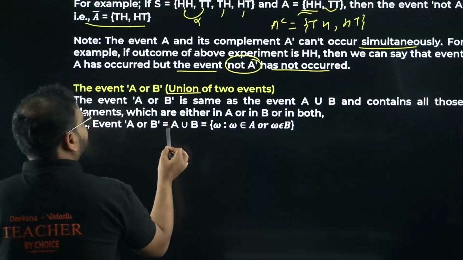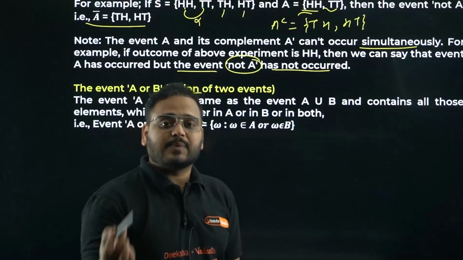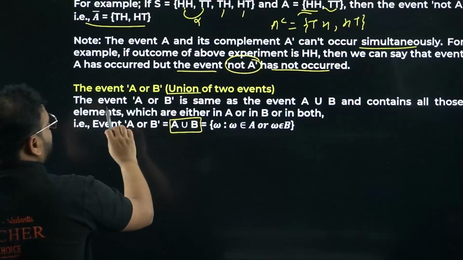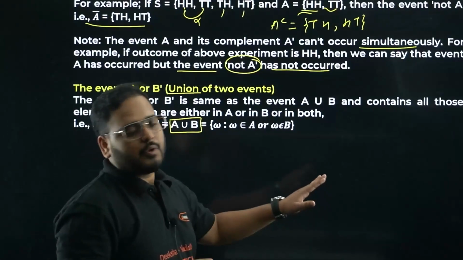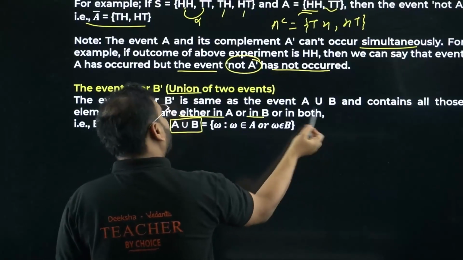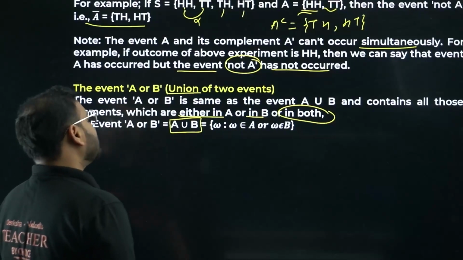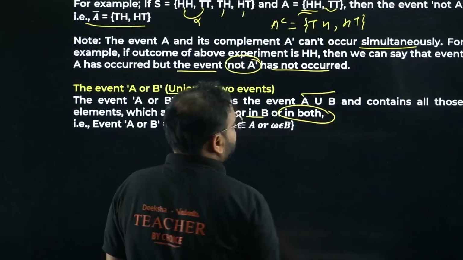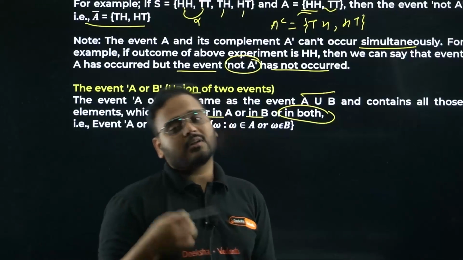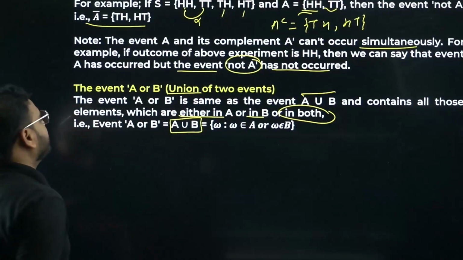Please check. So you write it like this. Two events are there, A and B. Again, A and B are subsets of the sample space S. I keep reminding you guys. Then we write this as A union B. So basically it means it's in either of them. Think, what is either in A or B or in both? So event A or B is the same as the event A union B, and contains all those elements which are either in A or in B or in both. Please check. This is the notation, right? A union B.